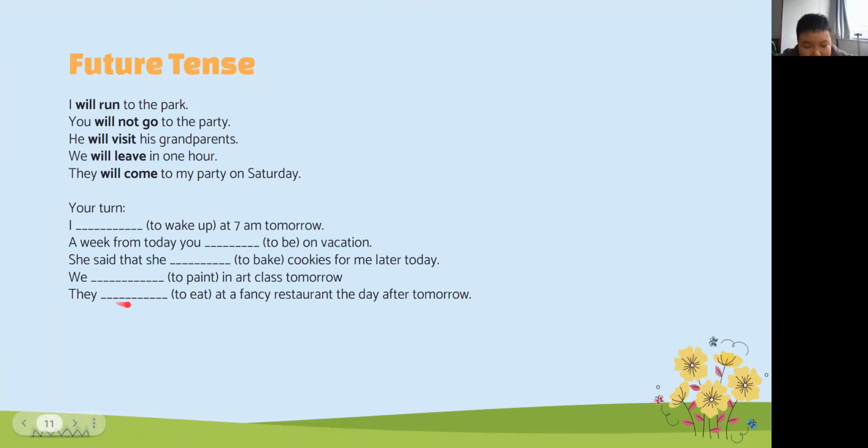They will eat at a fancy restaurant the day after tomorrow. Good job, Gabriel.